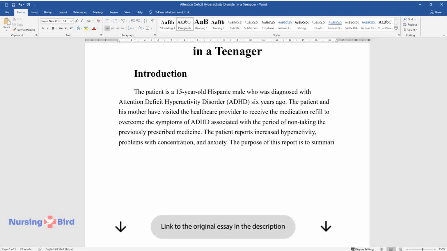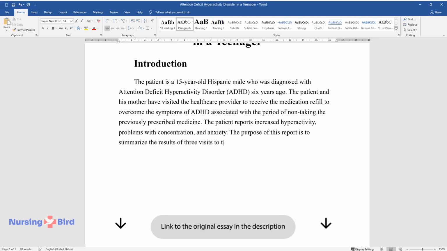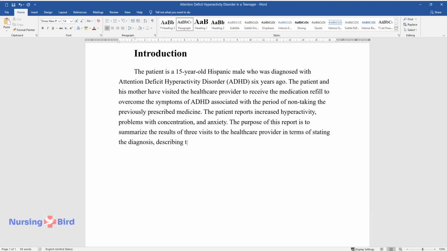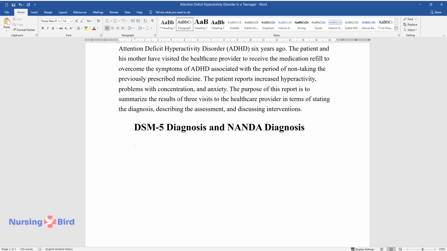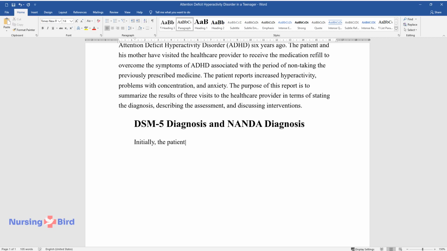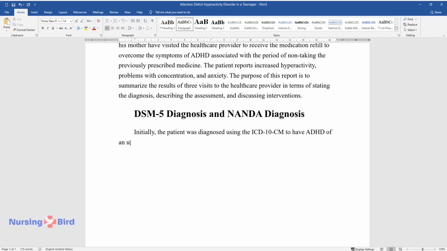The purpose of this report is to summarize the results of 3 visits to the healthcare provider in terms of stating the diagnosis, describing the assessment, and discussing interventions. DSM-5 diagnosis and NANDA diagnosis. Initially, the patient was diagnosed using the ICD-10-CM to have ADHD of an unspecified type, F90.9.